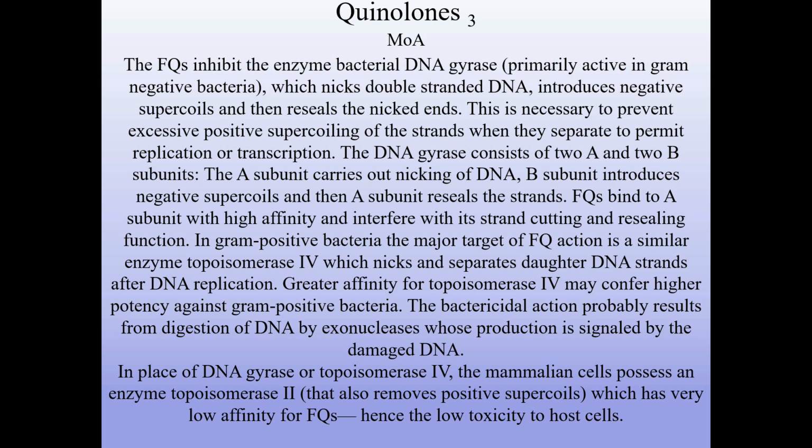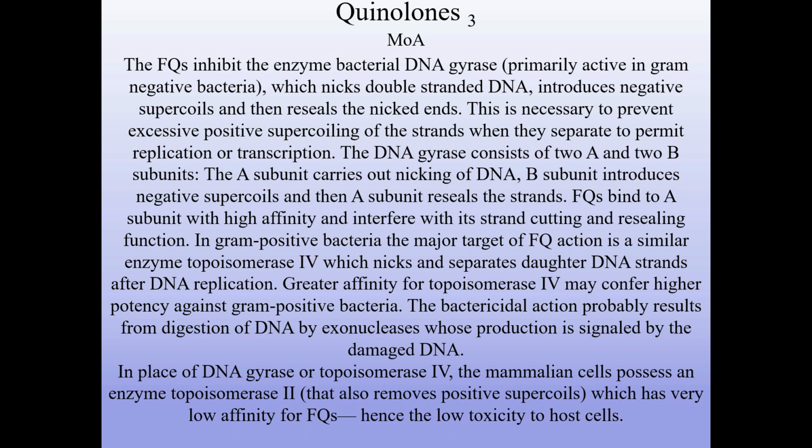In gram-positive bacteria, the major target of fluoroquinolone action is a similar enzyme, topoisomerase 4, which nicks and separates daughter DNA strands after DNA replication. Greater affinity for topoisomerase 4 may confer higher potency against gram-positive bacteria. The bactericidal action probably results from digestion of DNA by exonucleases, whose production is signaled by the damaged DNA.